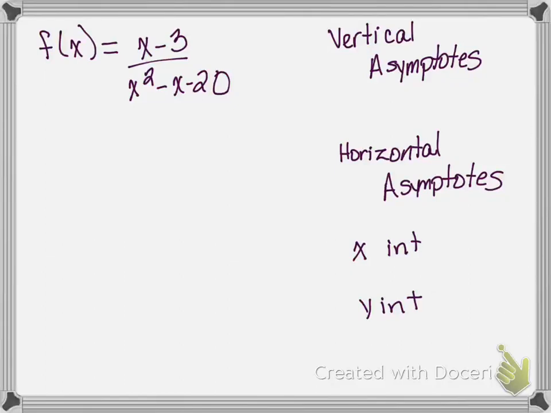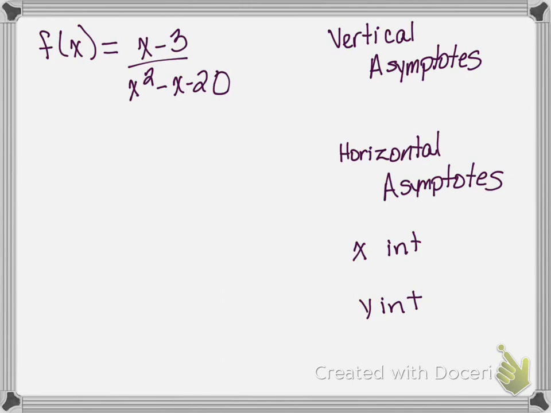So what you are being asked to do is graph this. And then in your project, you are asked to identify vertical asymptotes, horizontal asymptotes, the x-intercept, and the y-intercept. You have got to be able to identify those things.